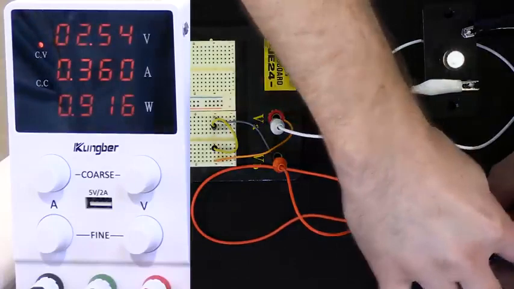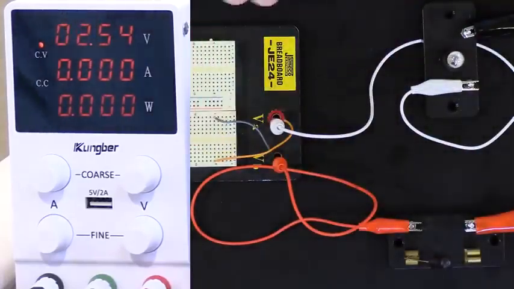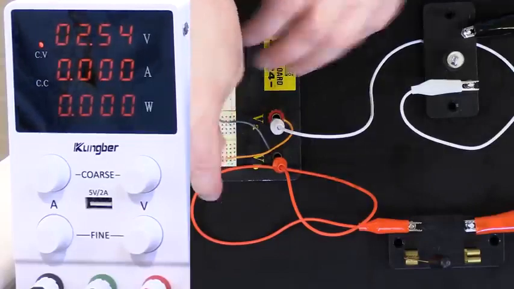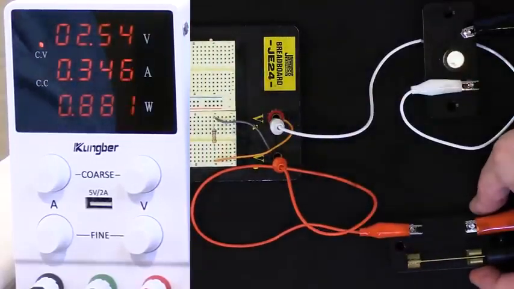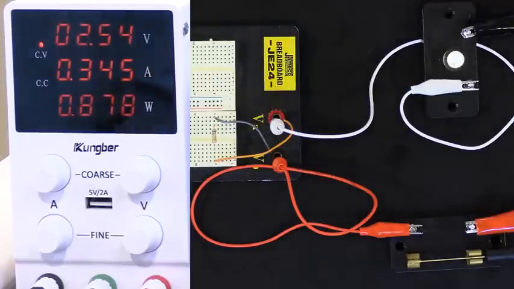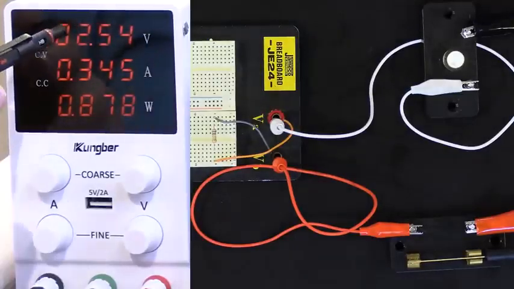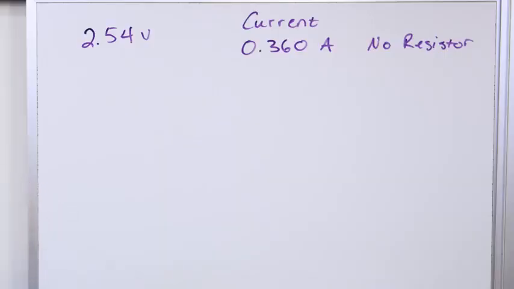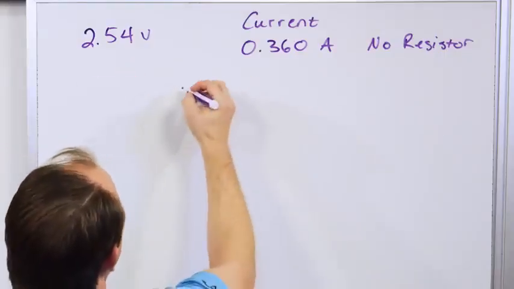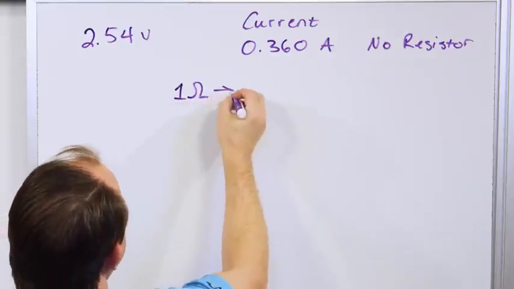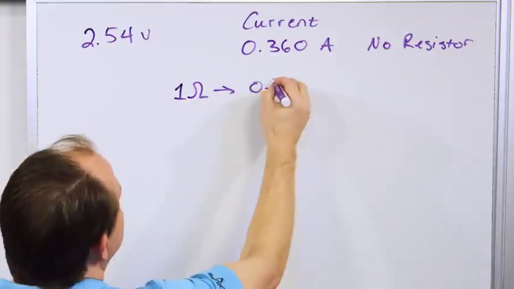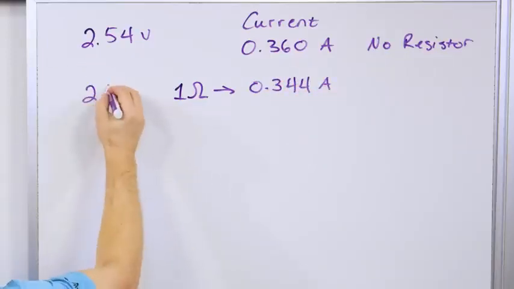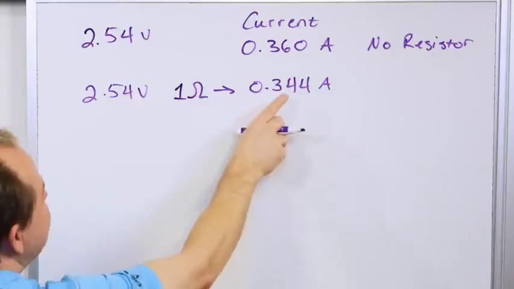So what I'm going to do is open this up, take this out, take this resistor, put it in place, and now I'm going to close it back up. I can't really see too well, but I think it's a little bit dimmer. But here what I have is a new current. Notice the voltage is exactly the same, but there is less current, 0.344 amps. So same voltage, but with a 1 ohm resistance, it yields 0.344 amps. Same exact voltage, 2.54 volts, leads to a lower current.